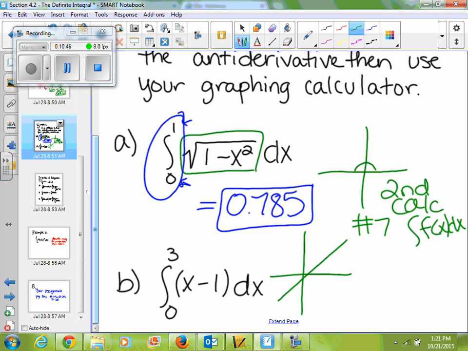So second, calc. Go to number 7. It asks you for your lower limit, which is what? 0. And your upper limit, which is 3. And it shades underneath your graph until 3. And what does it tell us that our area is? 1.5.